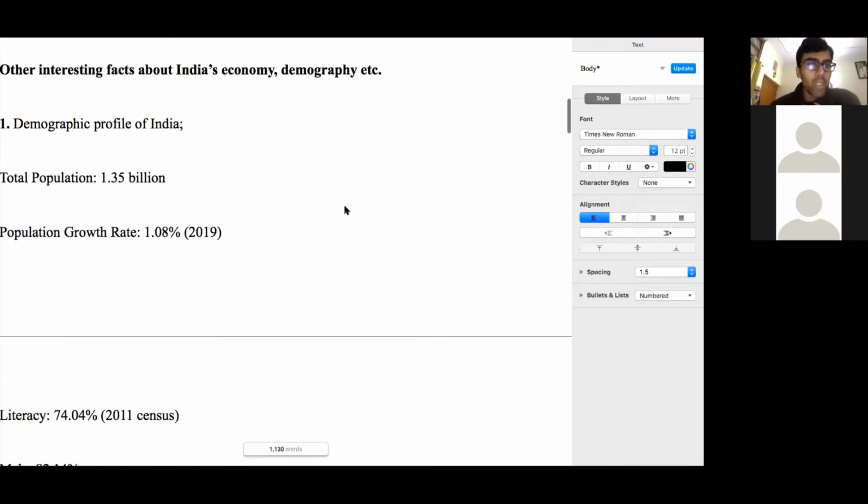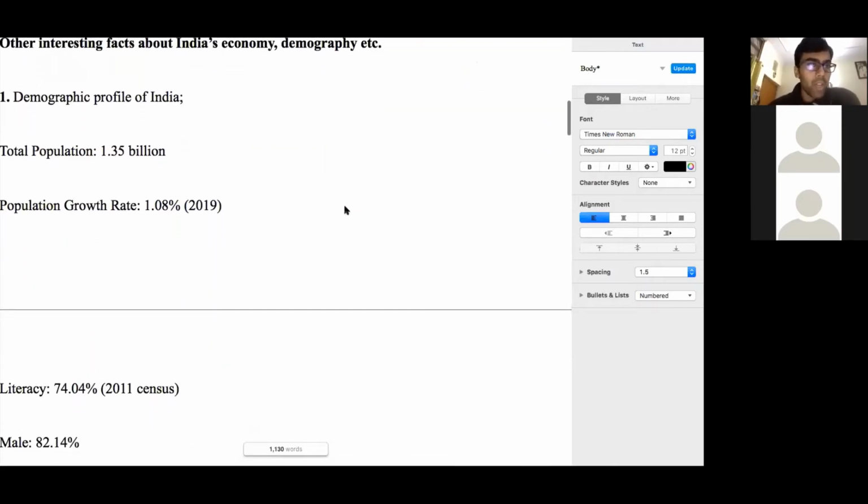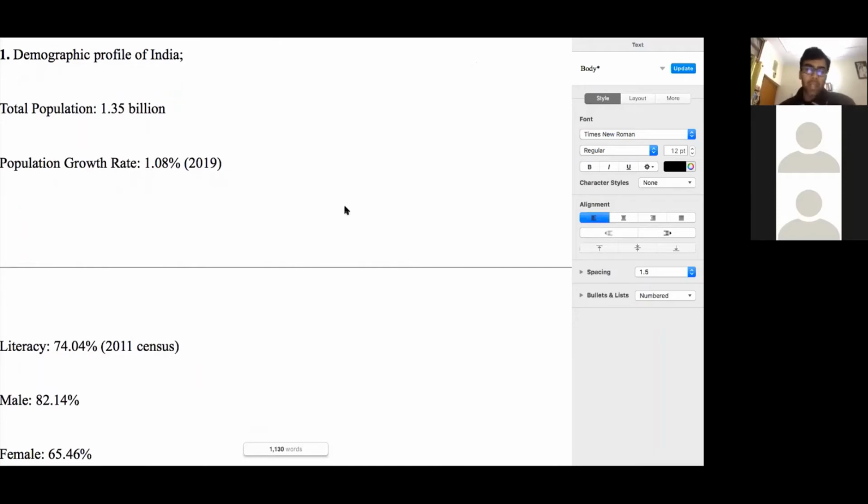So let's move on to other interesting facts about Indian economy, demography, etc. As we are all well aware, every 10 years a census takes place. A census is conducted by the government of India, and right now a census is going on. Although because of the pandemic the process is going very slowly, the census is going on right now. Some of these figures are based on the 2011 census, or on extrapolations done by the government based on the census figures.